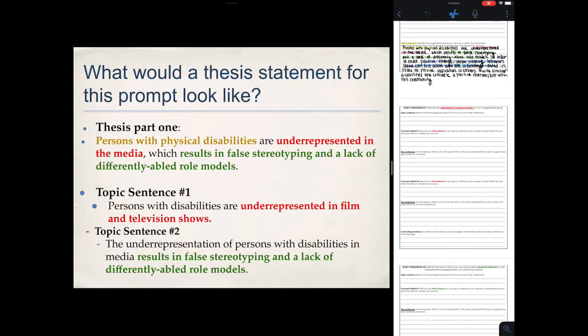Again, it's going to sound really repetitive, but this is telling me that body paragraph 1 is just going to be focusing on the underrepresentation in film and television shows. So my concrete details will reflect that. And then my body paragraph 2, based on this topic sentence, is just focusing on the effects. So the false stereotyping and lack of differently abled role models. Again, that would mean that our concrete details are explaining those 2 things. Notice how the thesis statement is laid out in the same order that the body paragraphs are going to be.